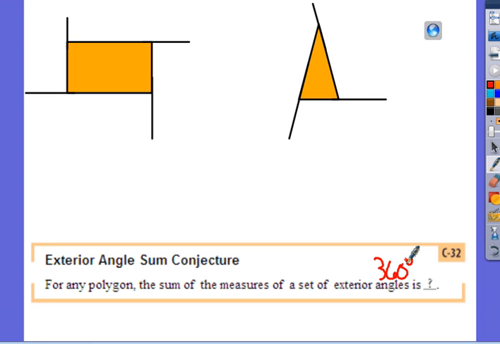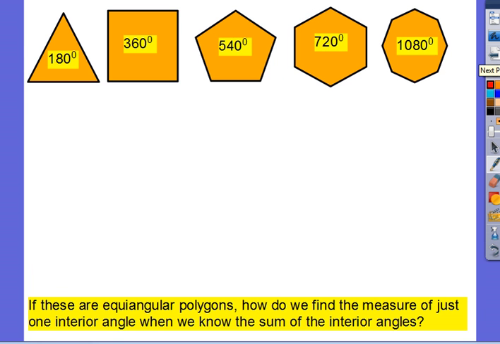The measure is 360 because it's basically a circle around there. Any polygon you have, you're just measuring all the degrees, the degrees of the circle. And then here's some different polygons. You can see the interior angles.